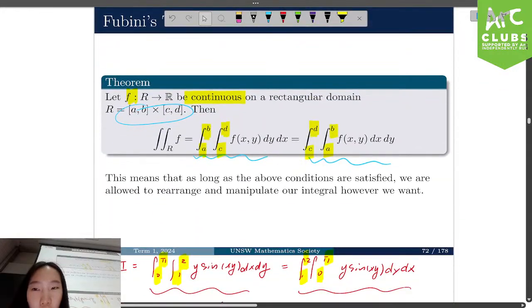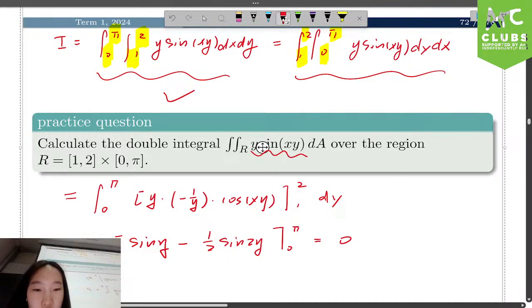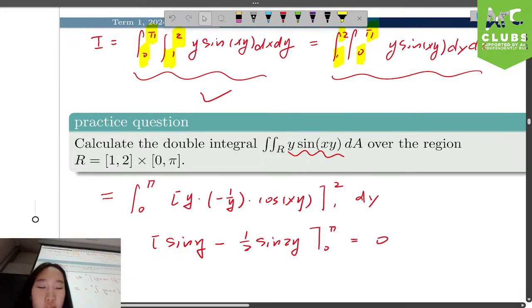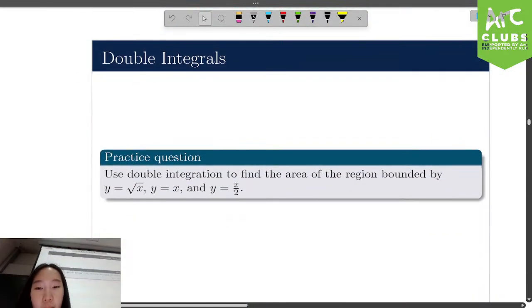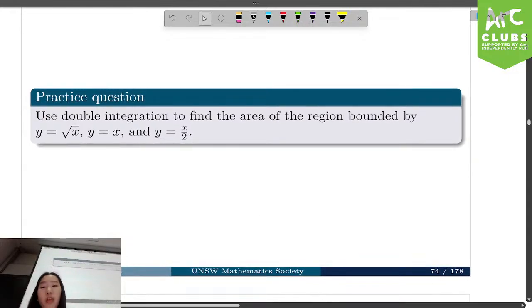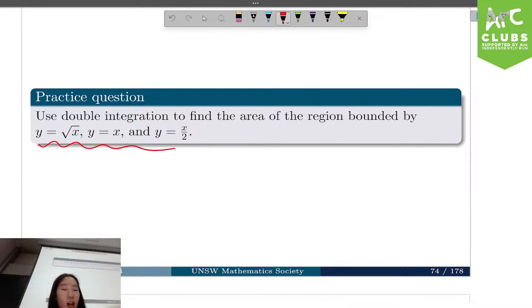Why can we use Fubini's theorem? It's because the function here is continuous. It's easy to see because y is continuous and sine xy is continuous. When two continuous functions are multiplied together, the product is also continuous. Okay, cool. Now double integrals: we use double integration to find the area of a region bounded by those three curves. Let's also practice a question.